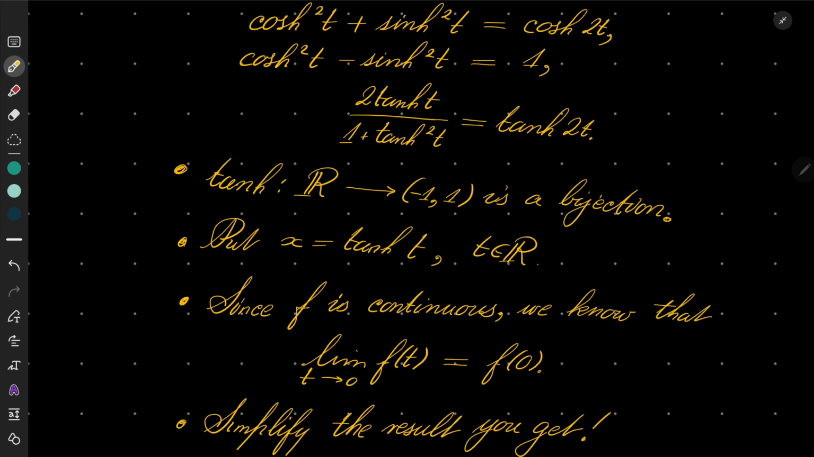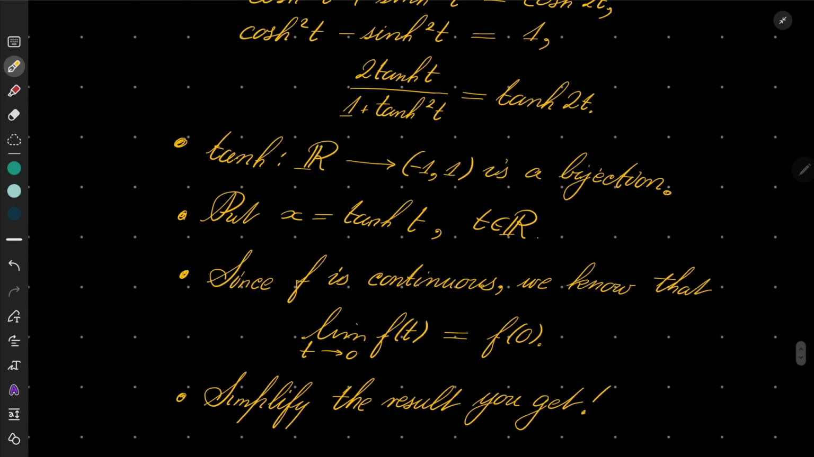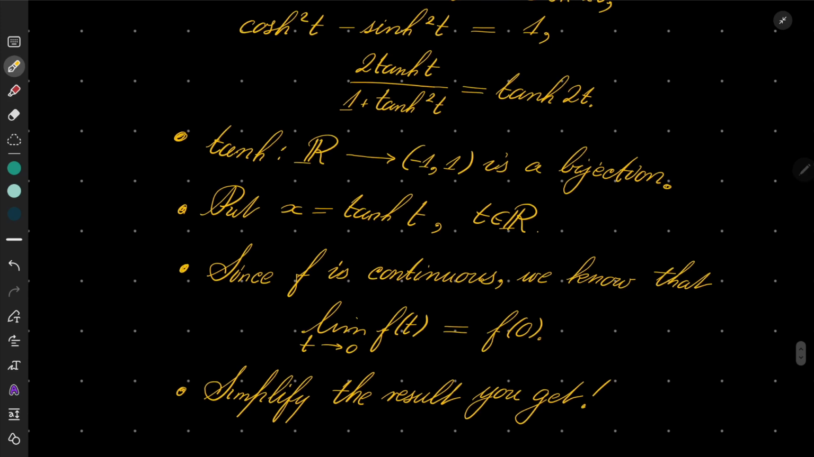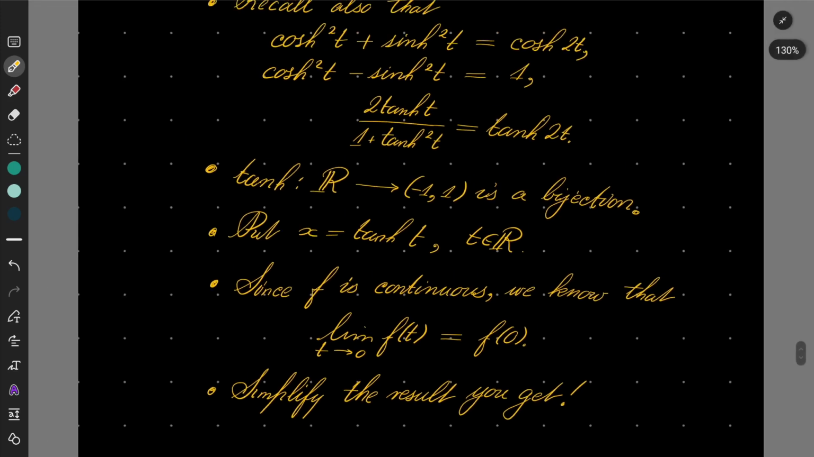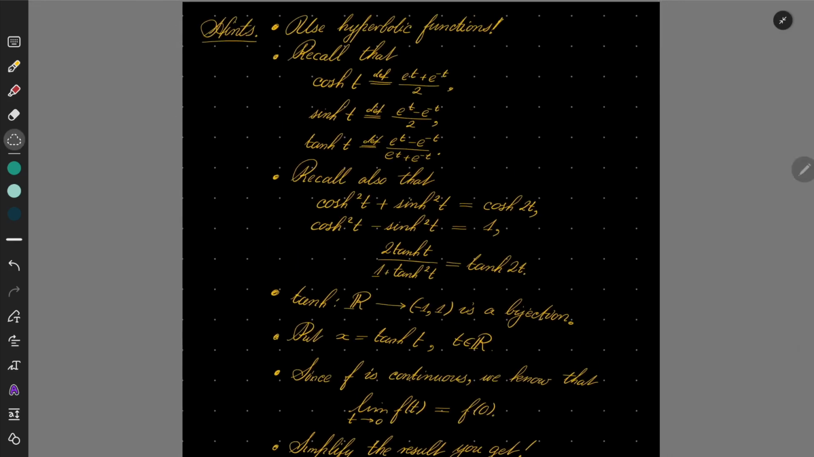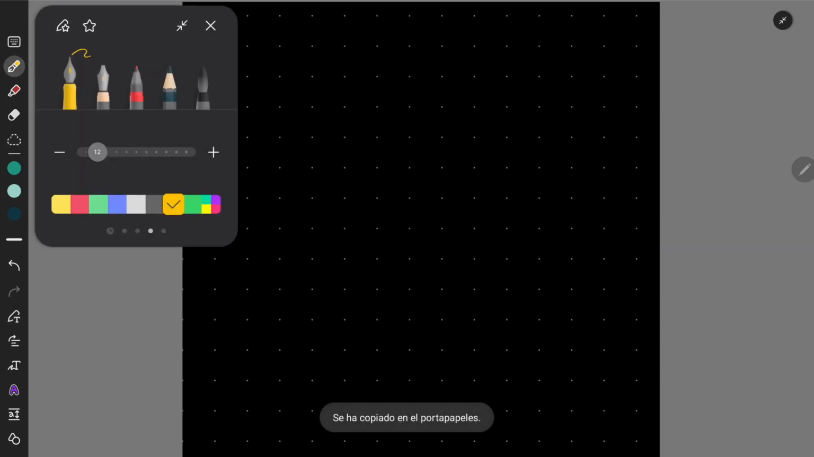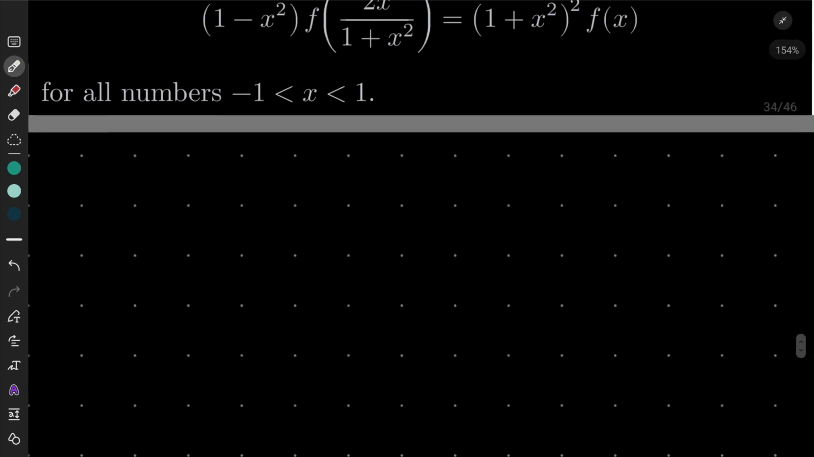Since f is continuous, we know the following: the limit as t goes to 0 of f of t equals f of 0. We can take our limit inside. And finally, if you get some result, try to simplify your result as much as possible. So give this problem a try, and I will see you in just a minute. Okay, so here is my solution.